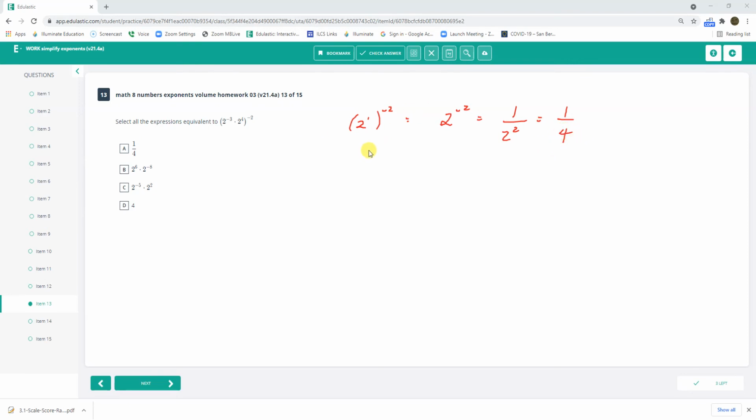So all of these are equivalent to 1 over 4, that one works. What would this be? This would be 2 to the 6 times 2 to the negative 8. That's 2 to the negative 2, which matches up with this one right here, so that's equivalent. What's this? Well, this would be 2 to the negative 3, which is not equivalent. And a 4, no. So it's just those top two that are equivalent. So just simplify everything down until you can figure out if they're equal or not.